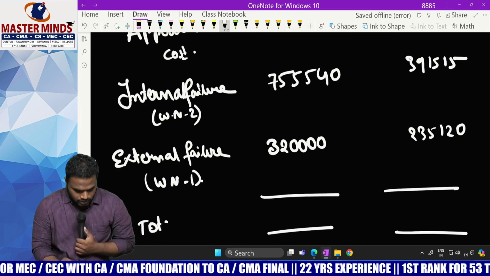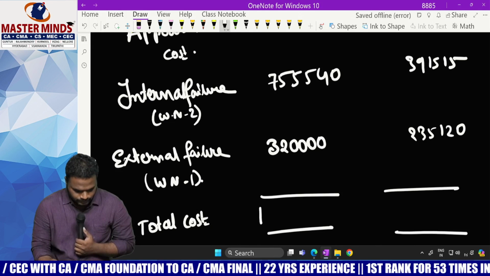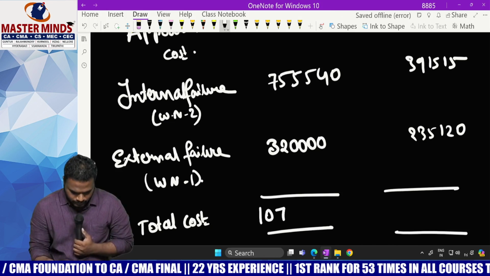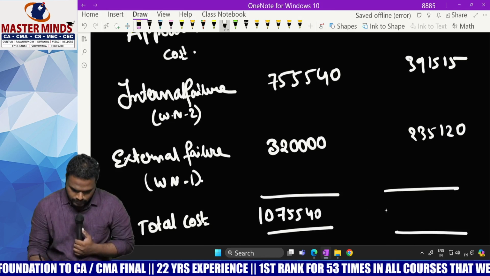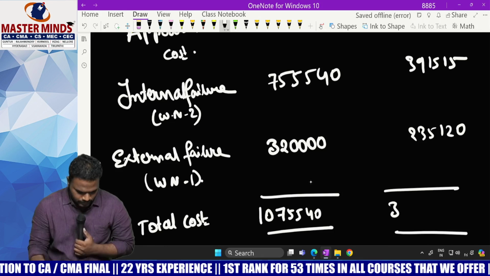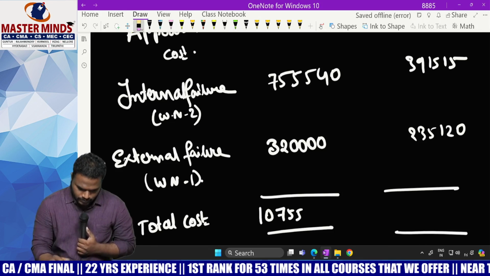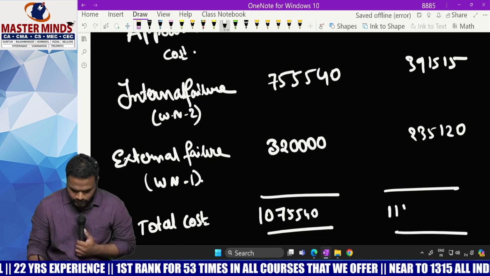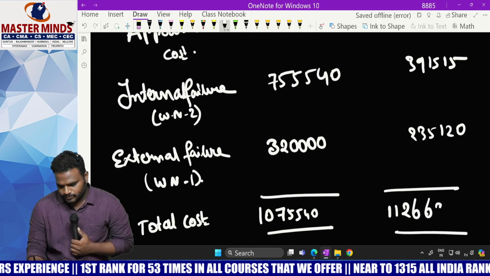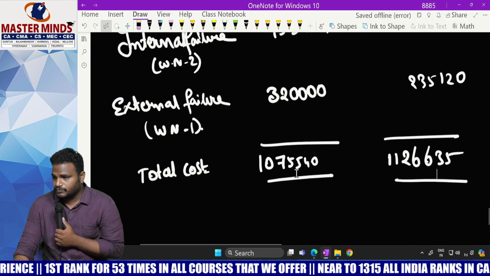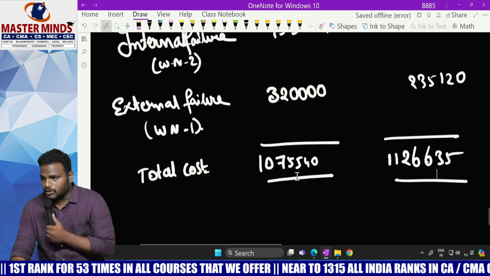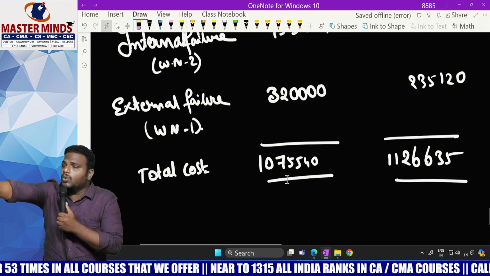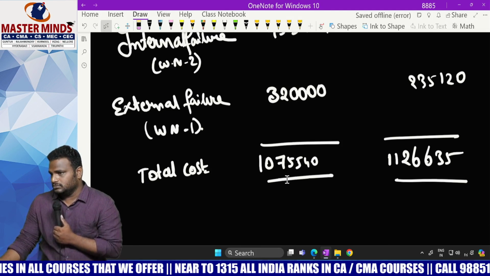Now total cost. 10 lakh. Here, 11 lakh. What is our decision? Can I implement TQM or not? No. Why? If you implement the TQM, you will incur the more cost. Yes or no?